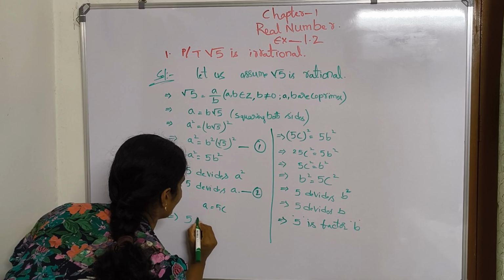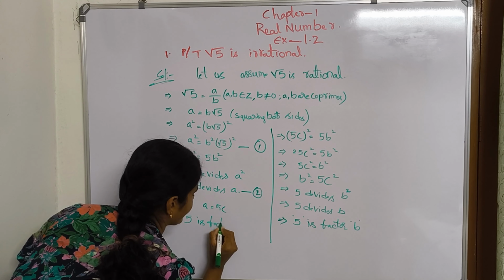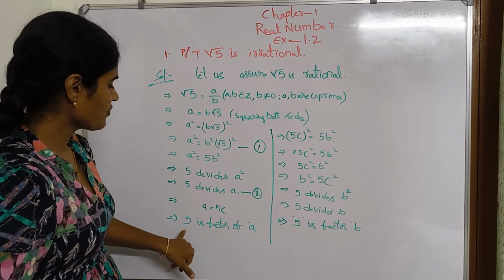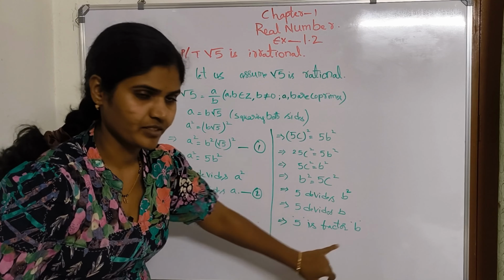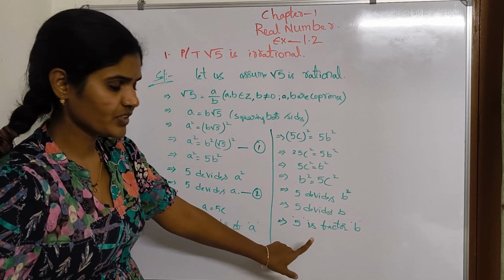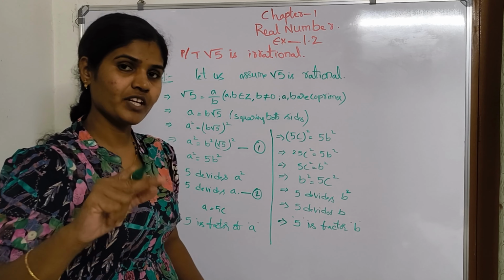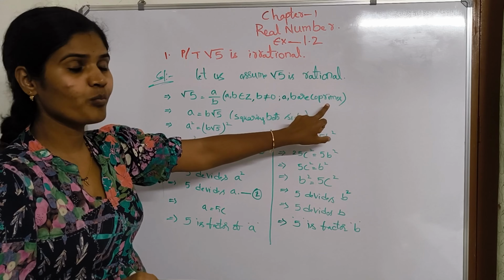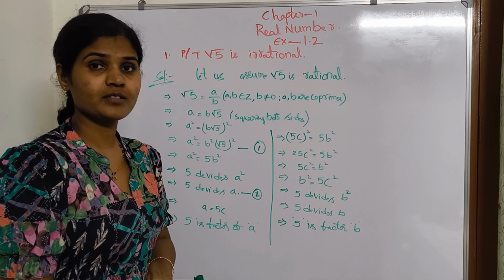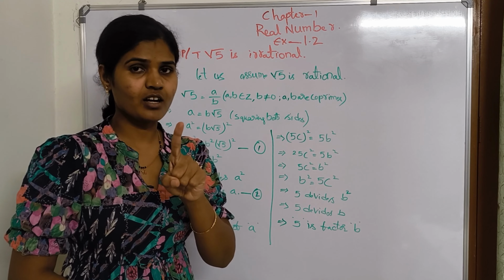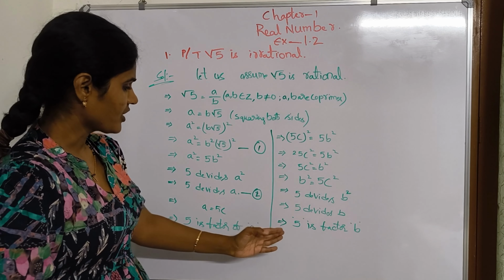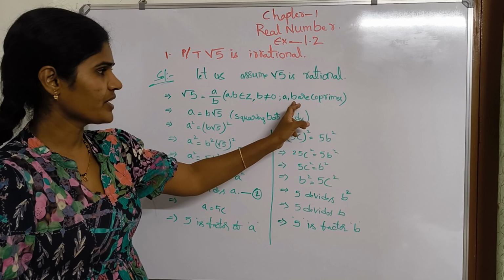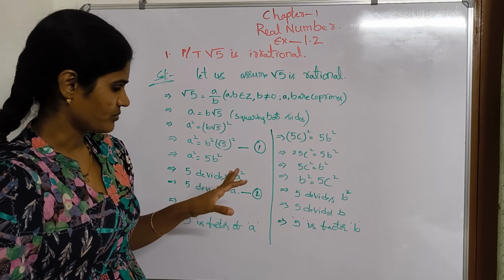5 is a factor of a. So 5 is a factor of a, b. From this and from this we can write 5 is a factor of a, b. But a, b are co-primes here. What is the co-primes condition? Only 1 is the common factor. Here 5 is also a common factor, so a, b are not co-primes.